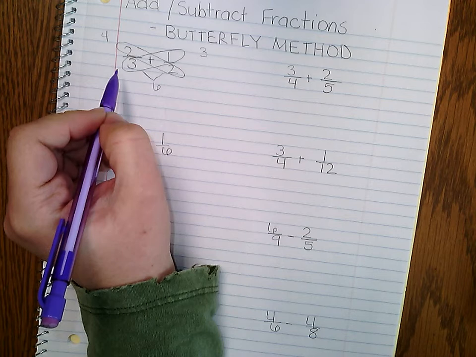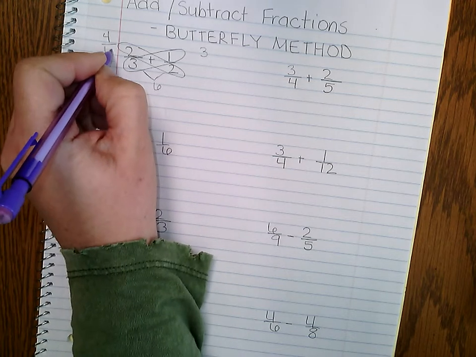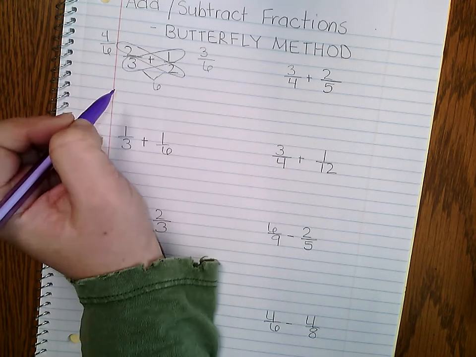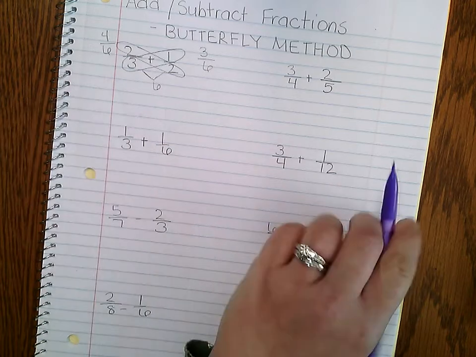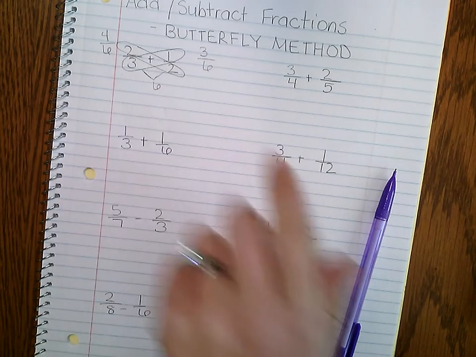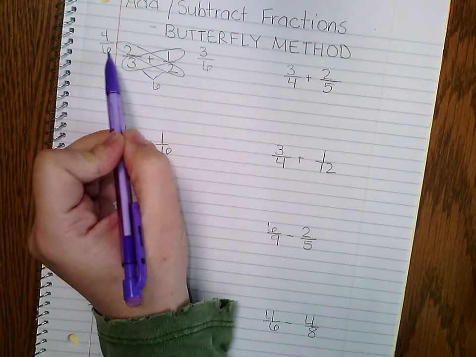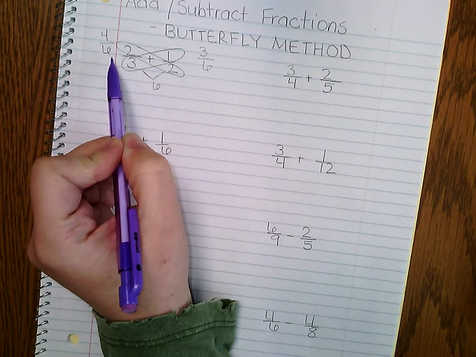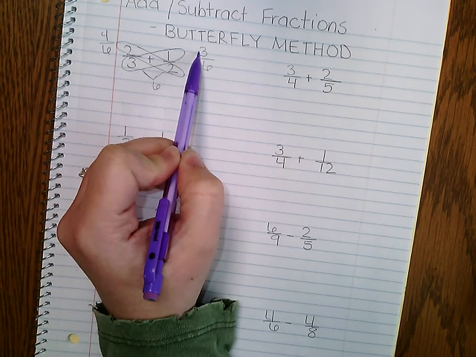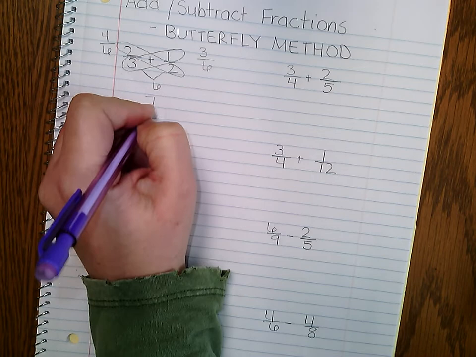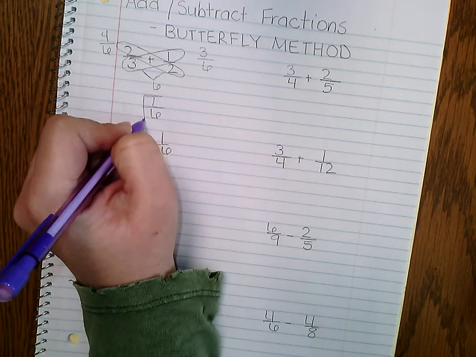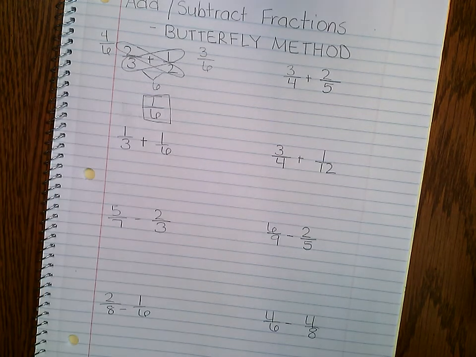So now I have two brand new fractions. I have 4/6 because I put it over that denominator, and I have 3/6. Now I'm just adding them together. So I kind of pretend that my butterfly is not even here, and I'm adding my 4/6 and my 3/6. When you have common denominators, you don't add the denominators. You only add the numerator, or the top number. So 4 plus 3 is 7, and the 6 stays the same. So my answer for this first problem is 7/6.